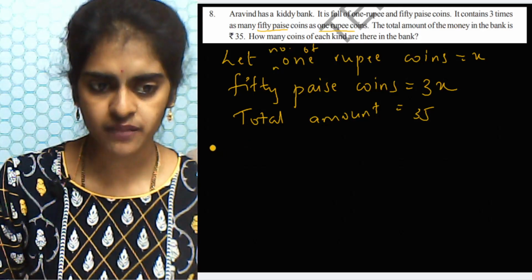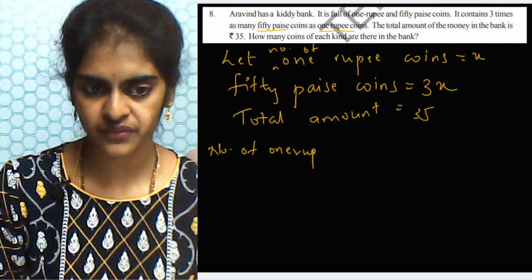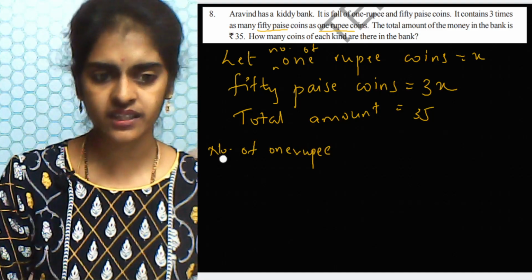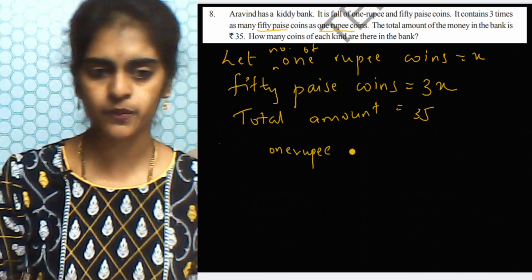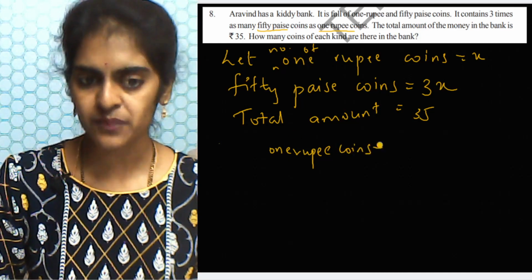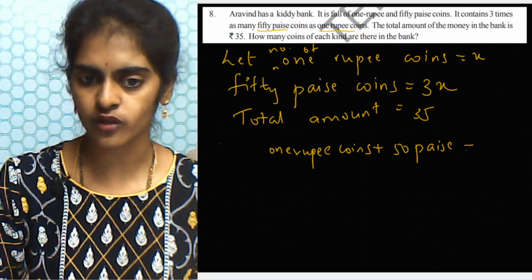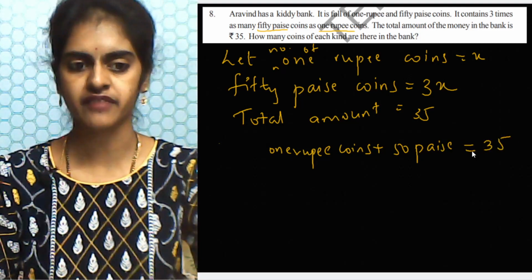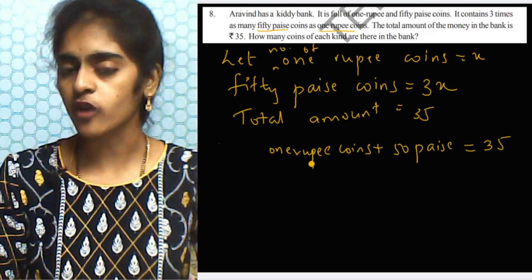So the total number of 1 rupee coins. Okay, if I add both, let me write it this way: 1 rupee coins plus 50 paise coins. Adding the 1 rupee and 50 paise coins gives me the total amount, which is 35. Isn't it 35 rupees? So how many 1 rupee coins are there?